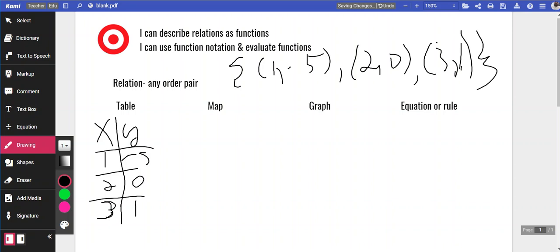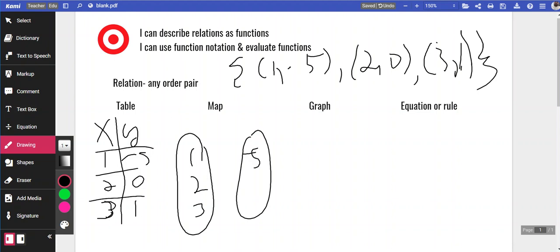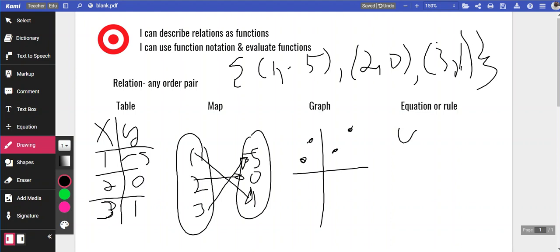When you talk about a map, I don't know if you've ever seen this before. It literally is like if I did 1, 2, 3, and then over here I have my output negative 5, 0, 1. If I did 3 going to negative 5, 2 going to 0, 1 going to 1, that's fine. A graph, literally just dots, right? And then an equation or a rule, you can say something like y equals x squared plus 3. Yeah, those are all examples of relations.